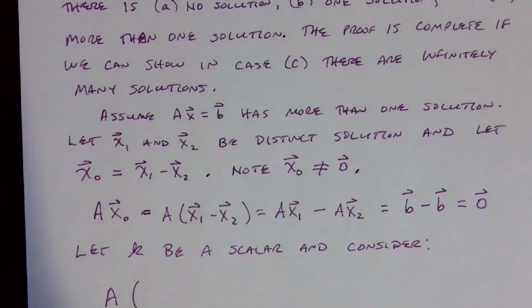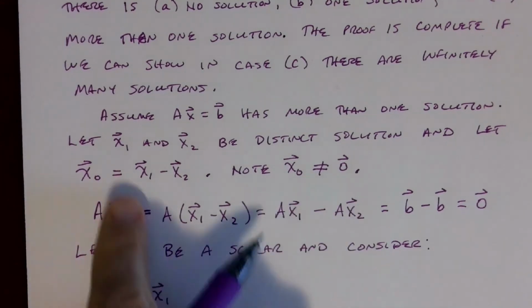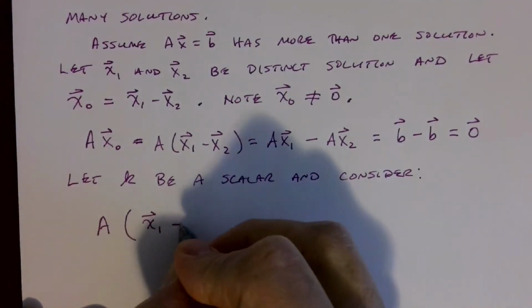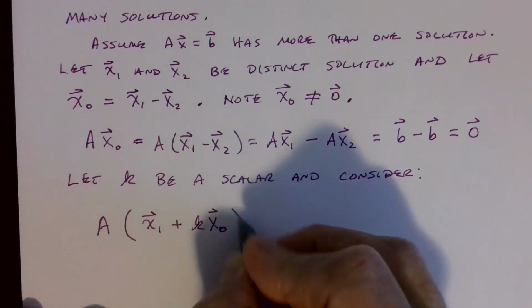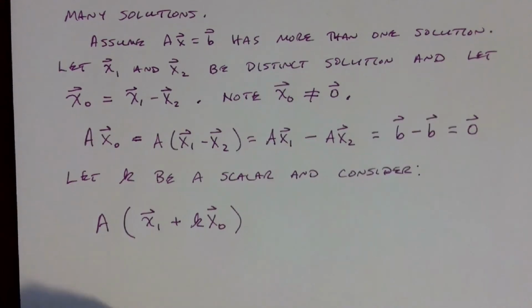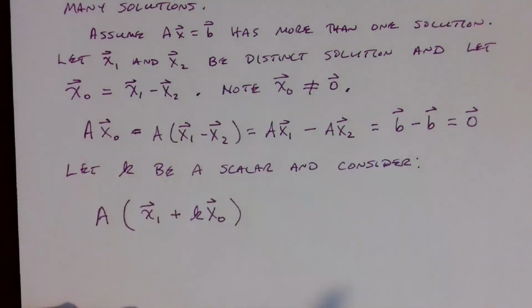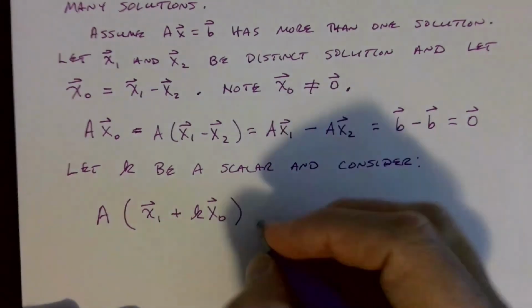I want to multiply A times this vector x₁, which, remember, was one of our two distinct solutions up above here, plus k times x₀. Okay, let's just look at this. So k is any scalar, and we've got x₁ and x₀, which we created. So x₁ plus any scalar multiple of x₀. So what is this equal to?